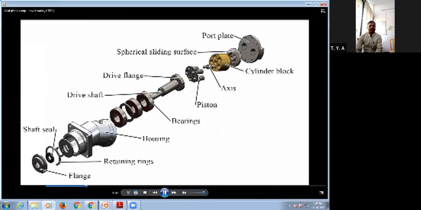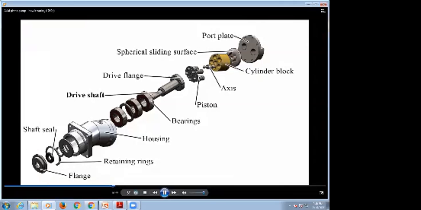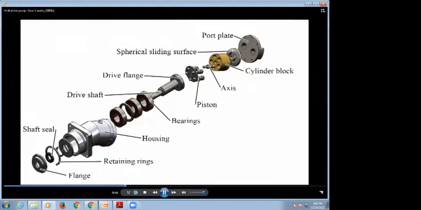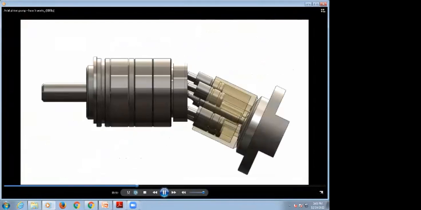Most bent axis piston pumps consist of a few basic components: port plate, spherical siding surface, drive flange, drive shaft, shaft seal, flange, retaining rings, housing, bearing, piston, axis, cylinder block. The bent axis mechanism is a pumping machine, the displacement pistons of which are arranged at an angle to the drive shaft axis.